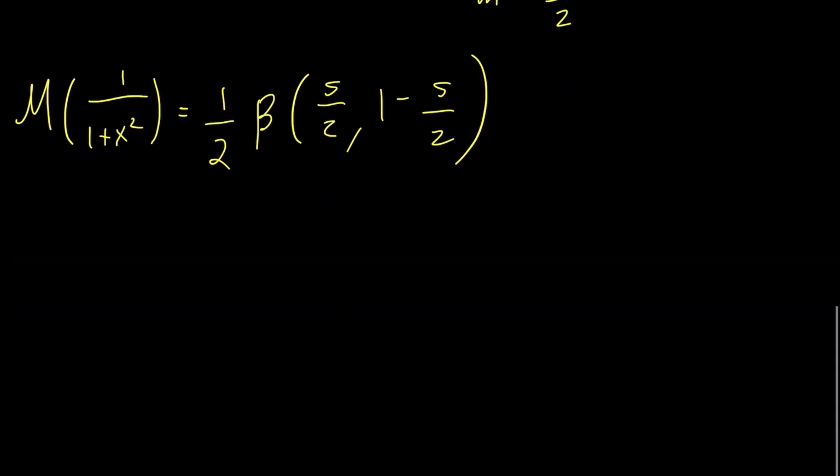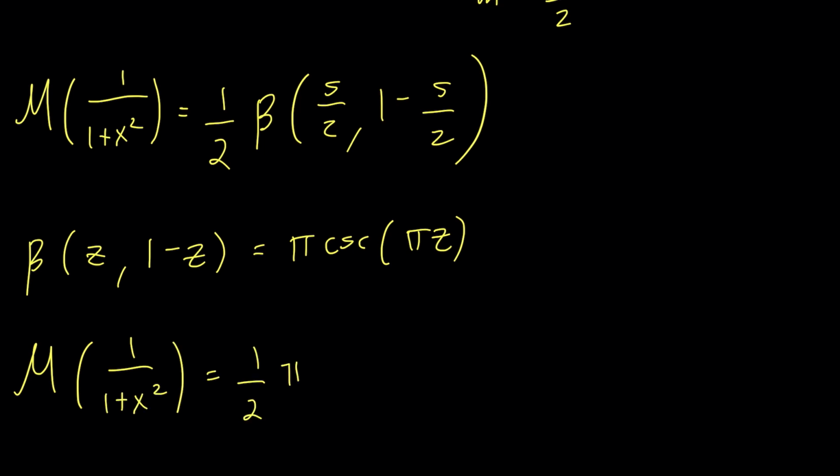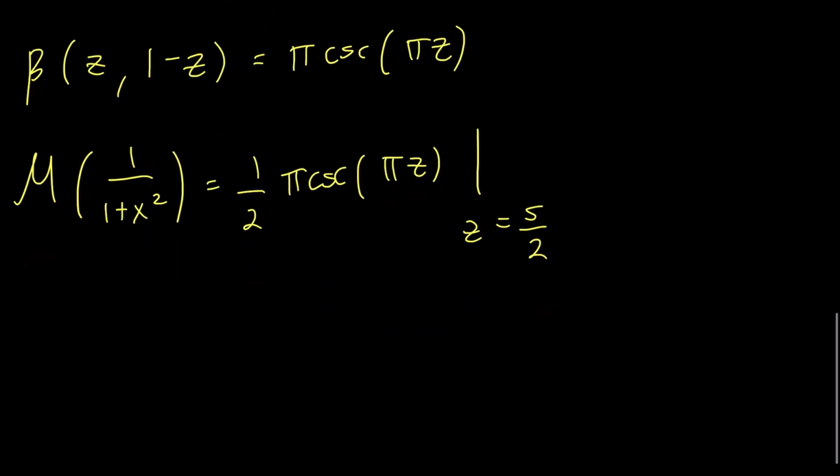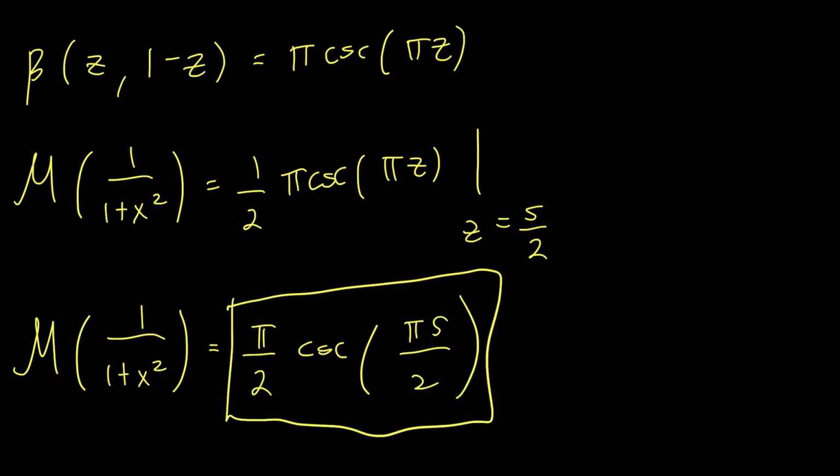And we'll use the identity that beta of z and 1 minus z is pi cosecant of pi z. So the Mellin transform of 1 over 1 plus x squared is 1/2 pi cosecant of pi z, where z is evaluated at s over 2. So the Mellin transform of 1 over 1 plus x squared is pi over 2 cosecant of pi s over 2. And this is the final result.